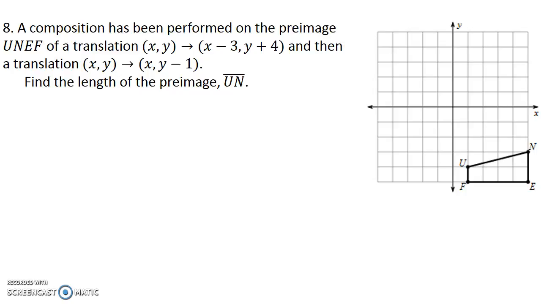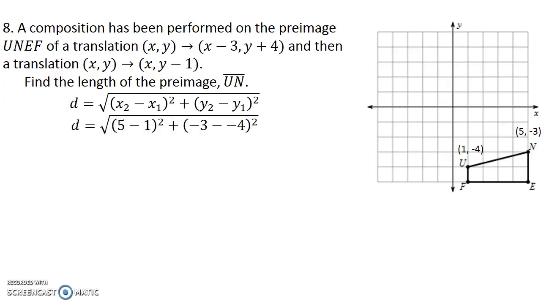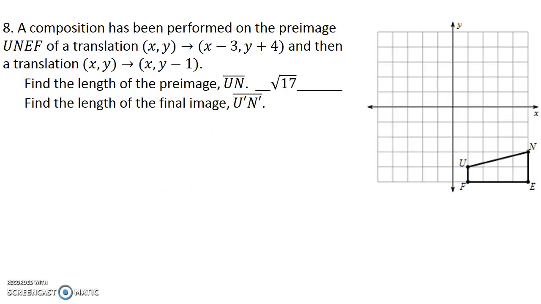The length of something can be found using our distance formula. So if I'm going to use my distance formula, I'm going to have to know the coordinates of U and N. So U is at 1, -4, N is at 5, -3, so I can find the length of UN by substituting my x coordinates and my y coordinates into the formula. This hopefully should be just review at this point. So then if you evaluate that, you end up having the square root of 17, and that's going to be my length of UN.